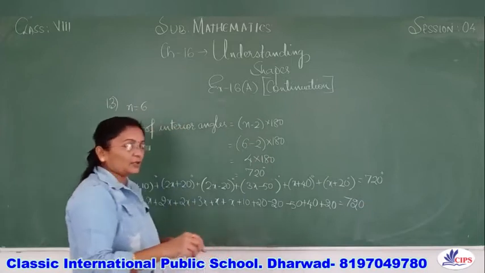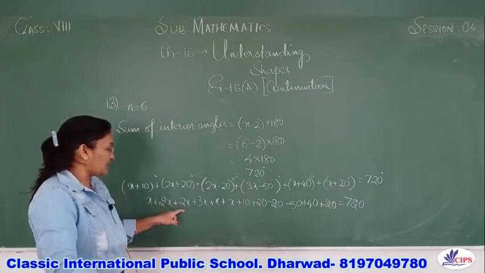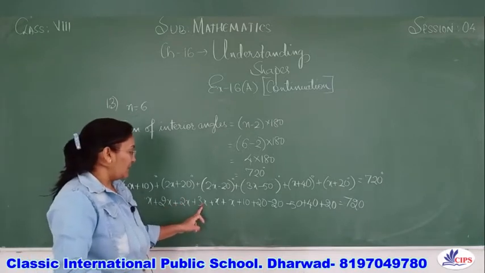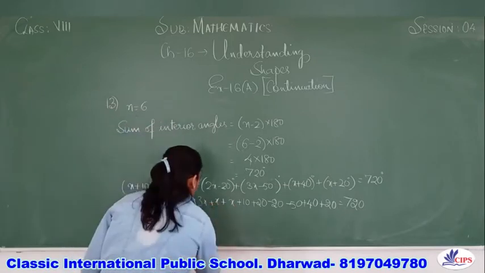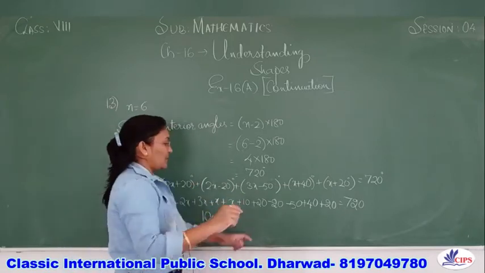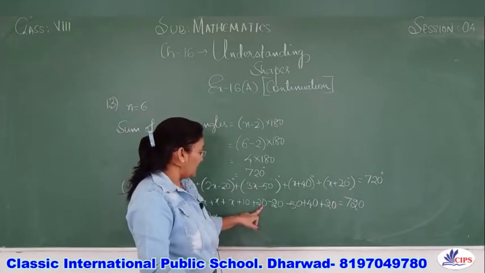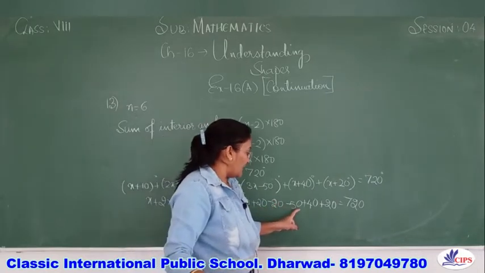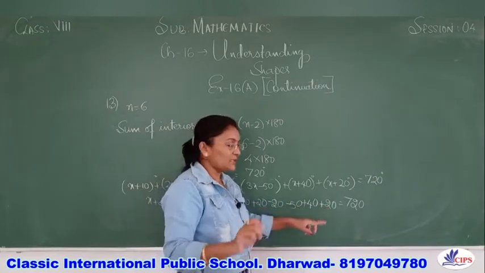Now let us add all these variables. x plus 2x will be 3x, 3x plus 2x will be 5x, 5x plus 3x will be 8x, 8x plus x will be 9x, 9x plus x will be 10x. And now let us solve these constants. So 10 plus 20 is 30, 30 minus 20 is 10, 10 minus 50 will be minus 40, minus 40 plus 40 will be 0, 0 plus 20 is 20.